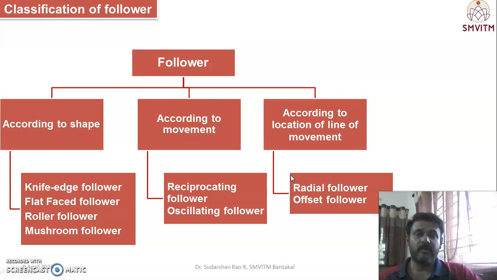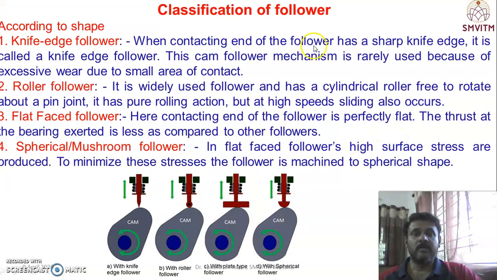Then the classification of followers. Followers are broadly classified based on the shape, based on the movement, and according to the location of the line of movement. Based on the shape, it may be knife edge follower, flat face follower, roller follower, and mushroom follower. According to the movement, it may be the reciprocating follower and the oscillating follower. And based on the location of the line of movement, it may be inline, that is the radial follower, or the offset follower. Let's discuss one by one.